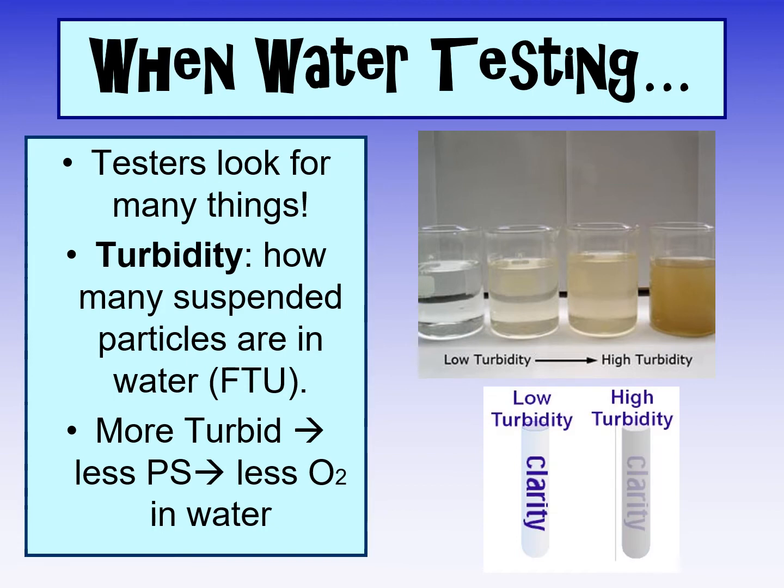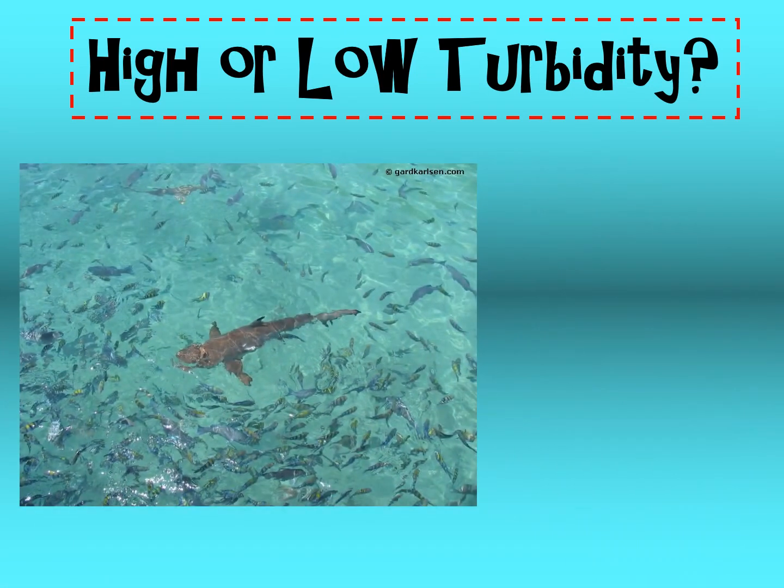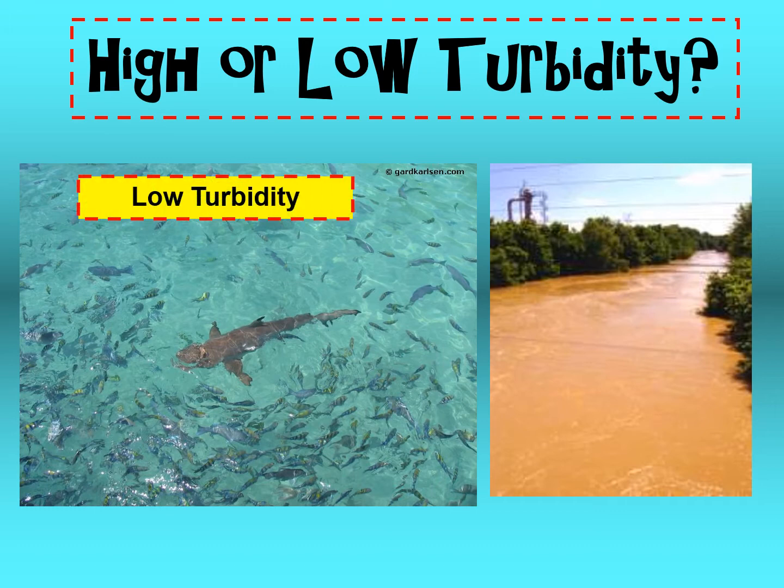So taking a look at these images, you can see the beaker on the far right has very high turbidity. And then comparing just two water sources here, you can see the image on the left has very low turbidity. You can see through the water and there's not a lot of suspended particles in that water. But then take a look at this image to the right, right? Very high turbidity, lots of suspended particles in that waterway.